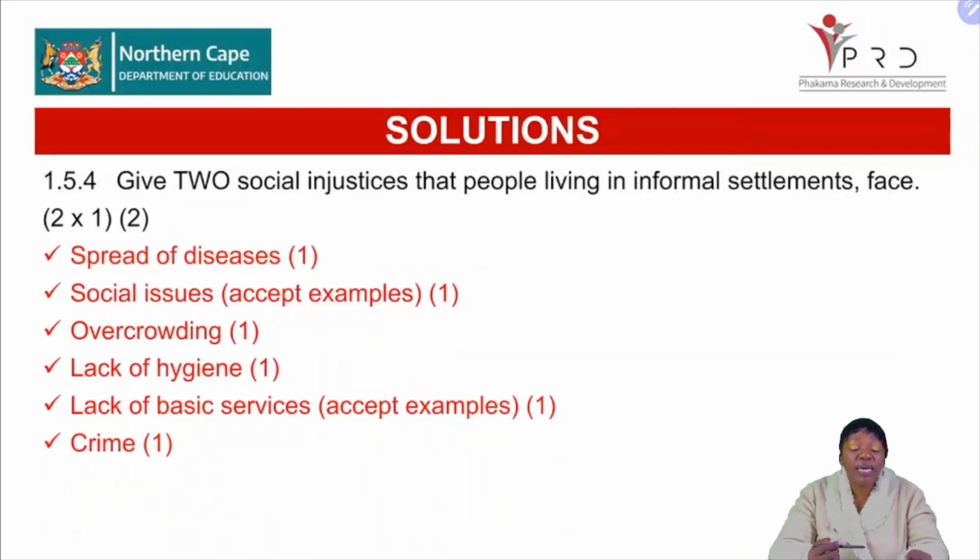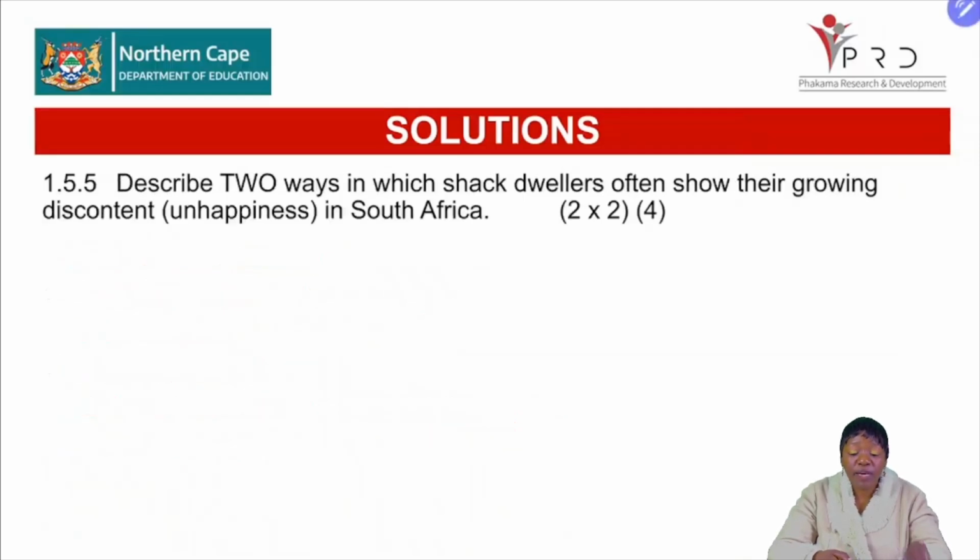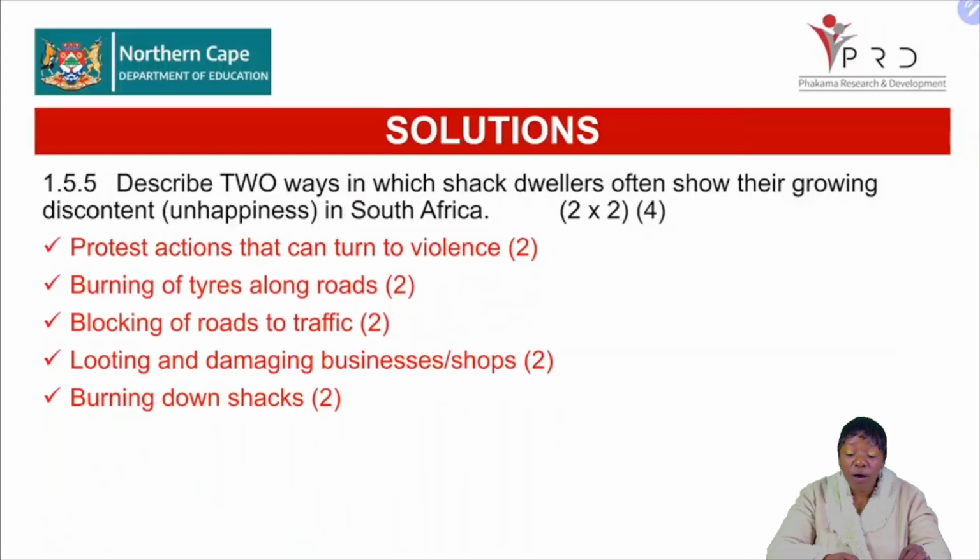And then we're looking at the crime. Remember, the people who are in these areas are the people who are unemployed. So obviously they're going to commit crime. So these are any of the two social injustices that are faced by the people who are living in the informal settlement.